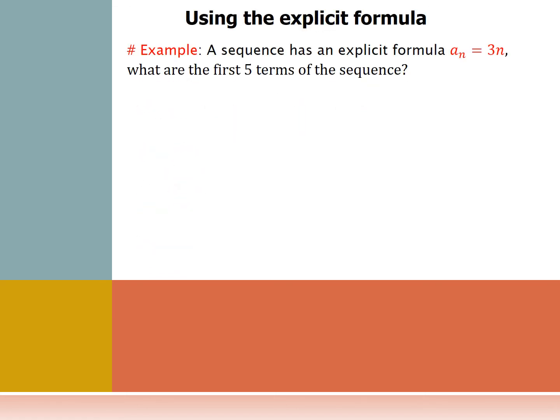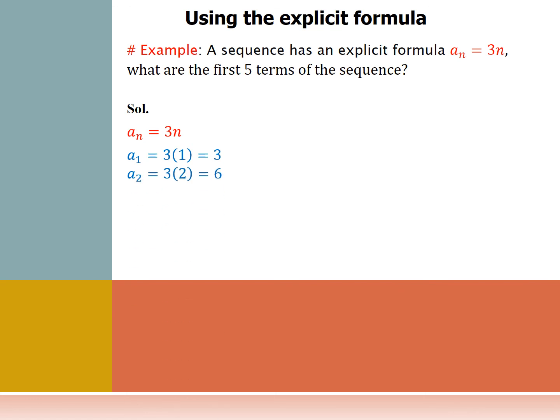Now, using the explicit formula, for example, a sequence has an explicit formula an equals 3n. The question is, what are the first 5 terms of the sequence? Solution. an is equal to 3n. This is the explicit formula. Then to find the first term a1, just substitute the value 1 instead of n. So we get 3 times 1, which is 3. This is the first term of the sequence.